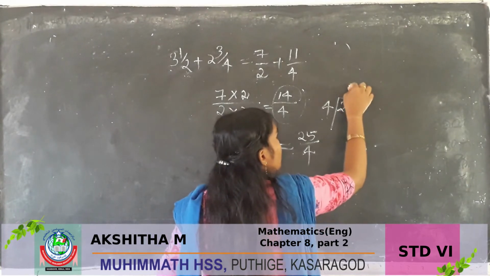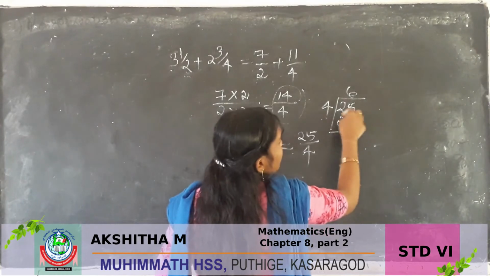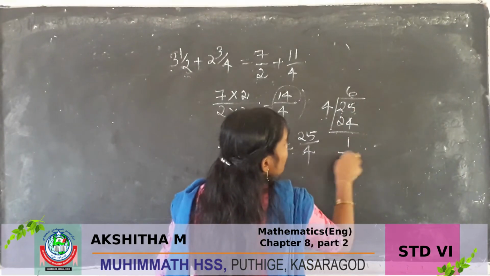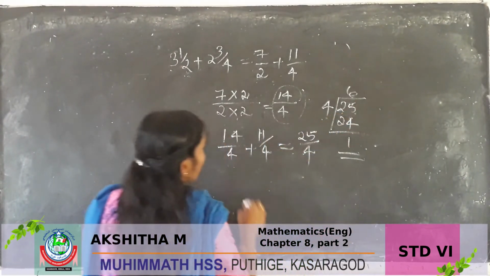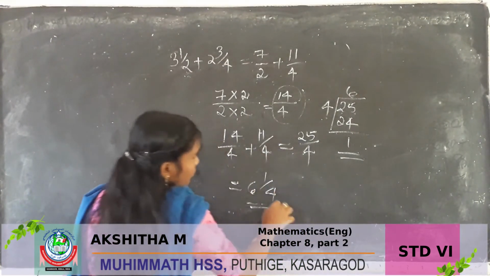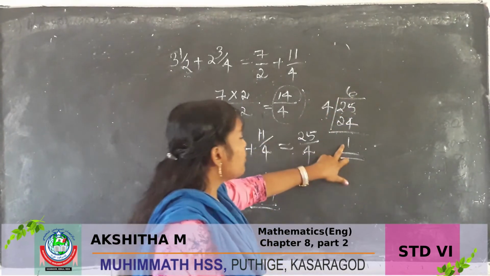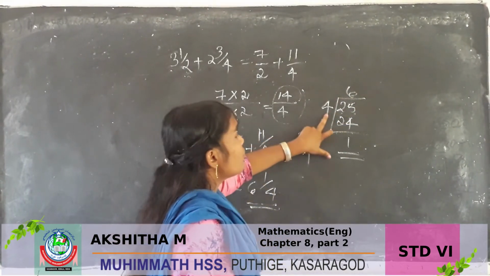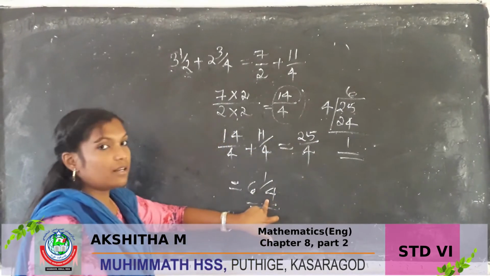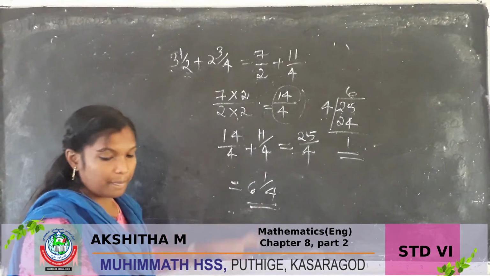4 into 6, 4 sixes are 24. 25 minus 24 is 1. So we got answer 6 1 by 4. The quotient 6 we should write here, the remainder we should write here, and 4 we should write here. We got here answer 6 1 by 4.